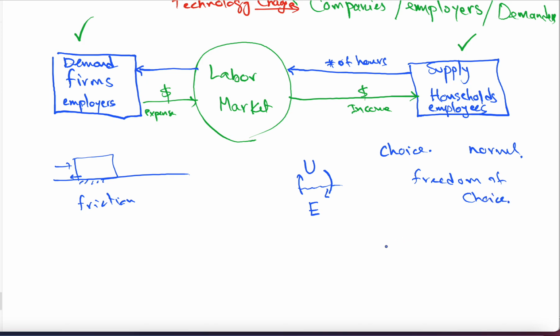So as a result, we call it frictional unemployment, and in normal economies some 2 to 3% of the total labor force are usually frictional unemployment.